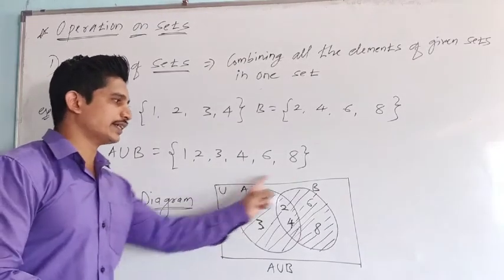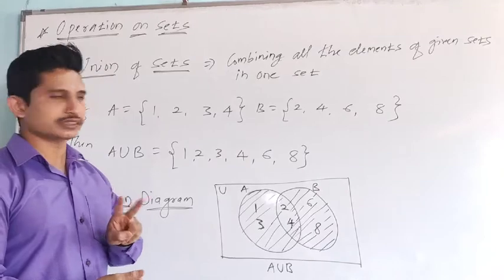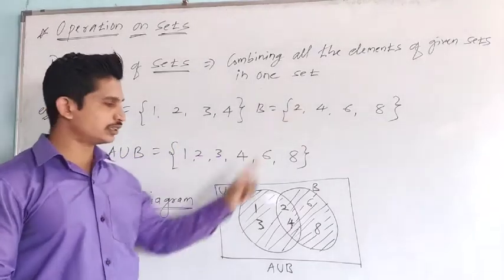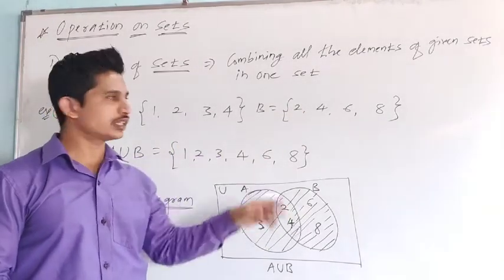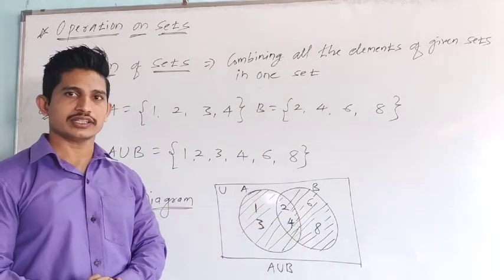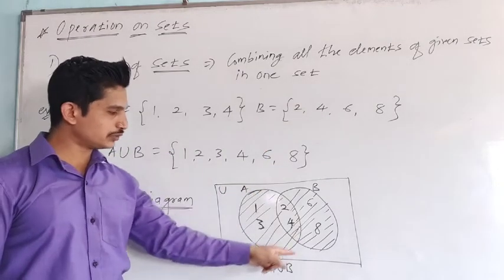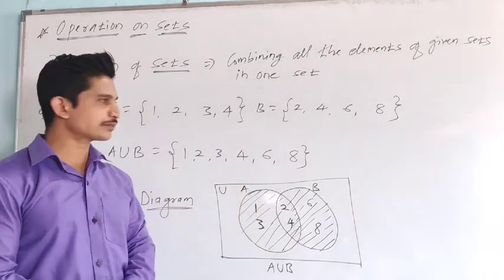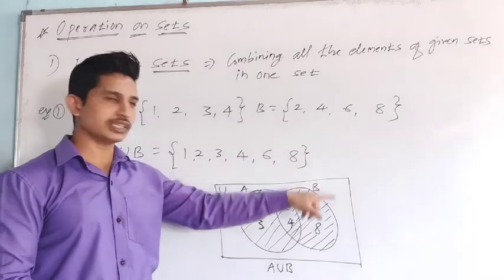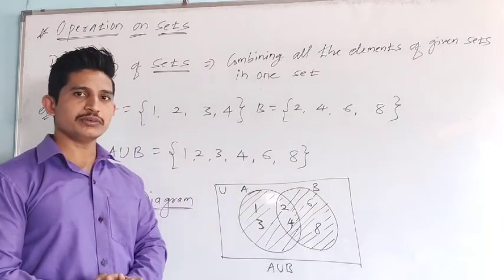First draw a rectangle and make two circles in it. If there are two sets, then I have to draw two circles. If there are three sets, draw three circles. Now see here there are two sets. So draw one circle for set A and draw one more circle like this for set B.